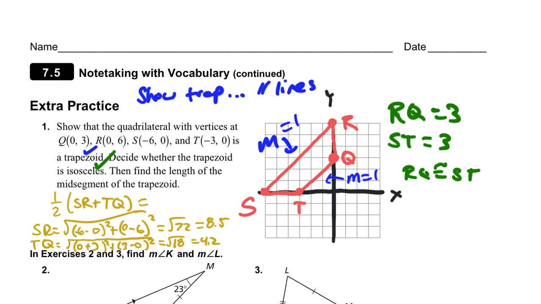So this means I'm going to take 1/2 times 8.5 plus 4.2. Throw that in the calculator. I'm going to get that this is roughly 6.35 for that mid segment. Roughly, we did a little bit of rounding with our radicals there.